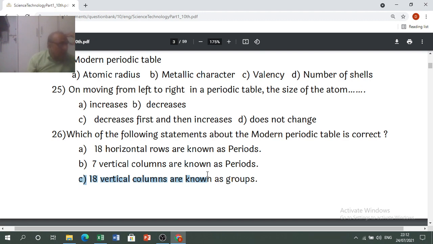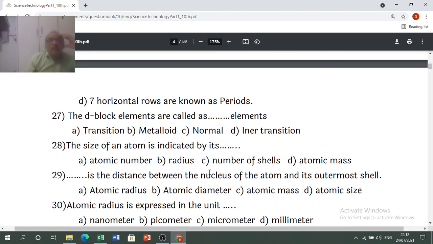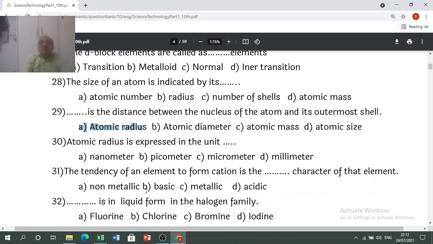Okay. Then the d-block elements are called transition elements. Option is A. The size of an atom is indicated by its radius, that is the distance between the nucleus of the atom and the outermost shell. Atomic radius is the distance between the nucleus of the atom and the outermost shell. That is option A. Atomic radius is represented in picometer.